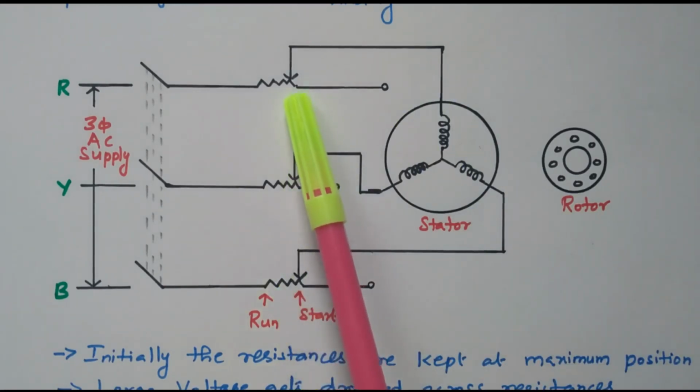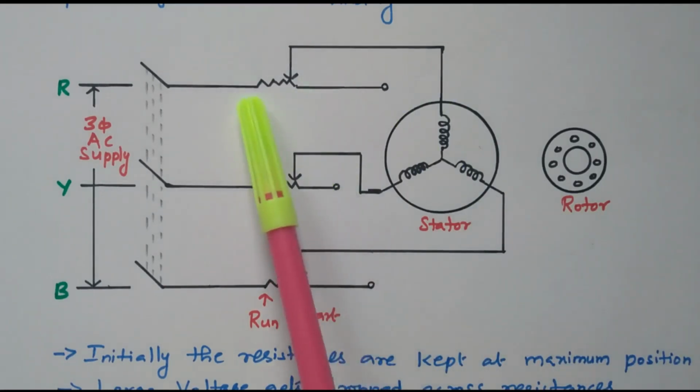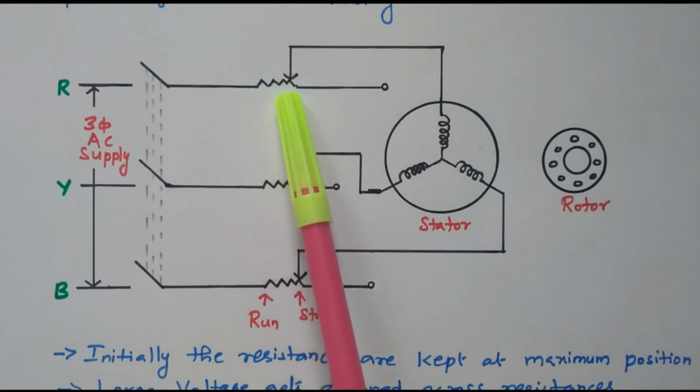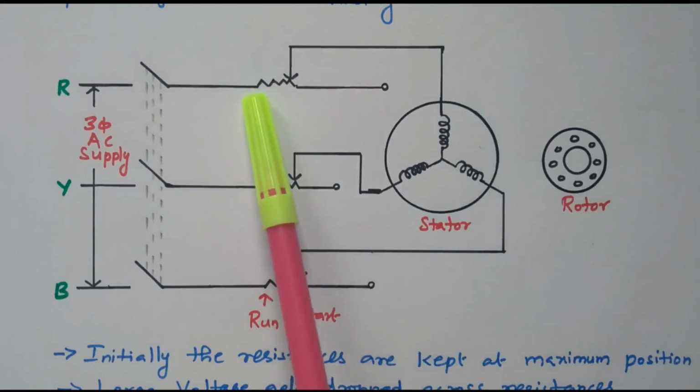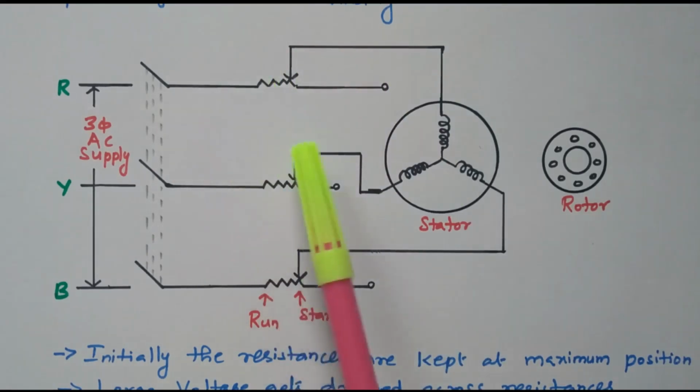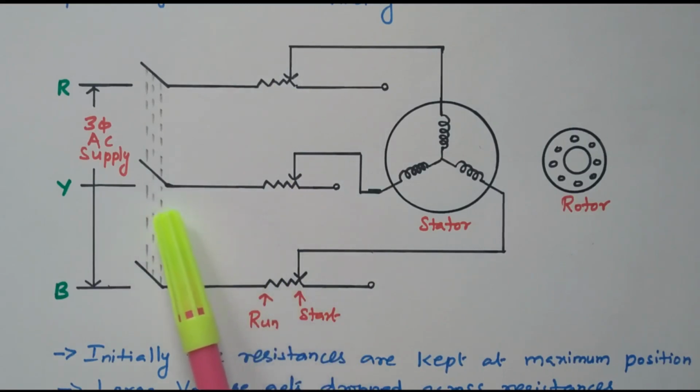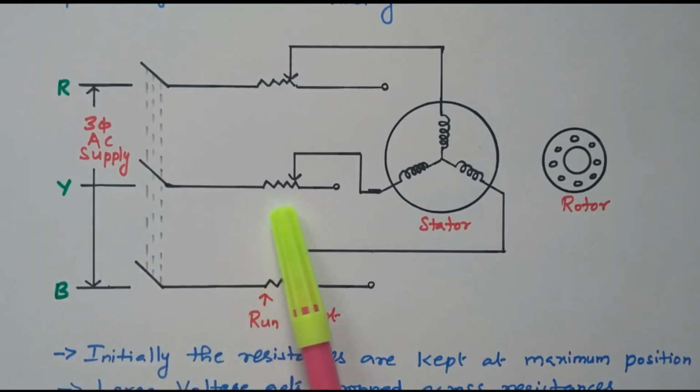So this is the maximum resistance position. That is, the voltage is fully dropped and only the remaining voltage will be applied to the stator. If it is placed at the beginning, it is the minimum resistance position and the full voltage will be applied. So initially it is at the maximum resistance position and it is connected to the 3-phase AC supply through the switch. The stator is connected to the 3-phase AC supply by the switch and in series with the 3 sets of resistance.